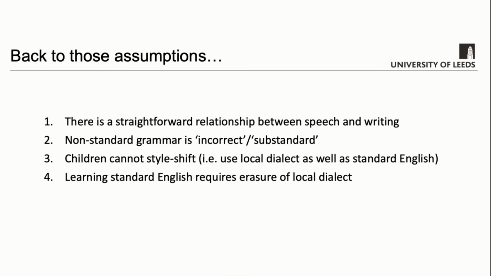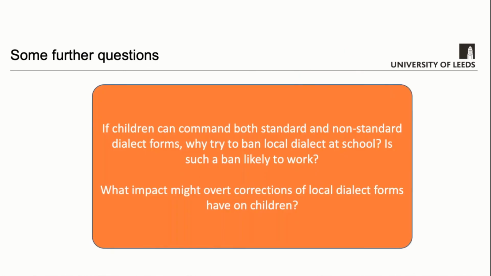So back to those assumptions then. We've shown systematically that the assumptions about language that underpin the move to ban local dialect in schools are flawed. And this raises some questions. If children can command both standard and non-standard dialect forms, why try to ban local dialect at school? Is such a ban likely to work? Especially if some of those forms are actually really useful to children in interaction. And what impact might overt corrections of local dialect forms have on children?